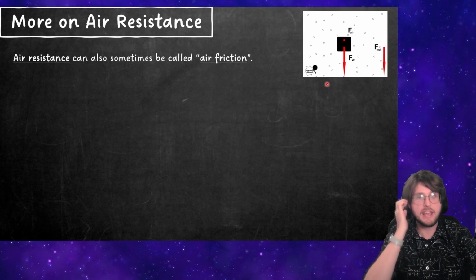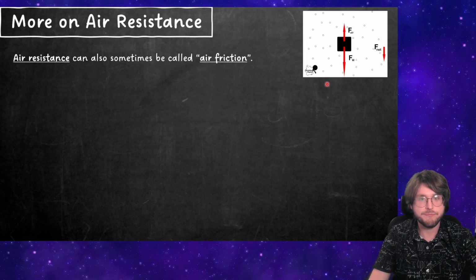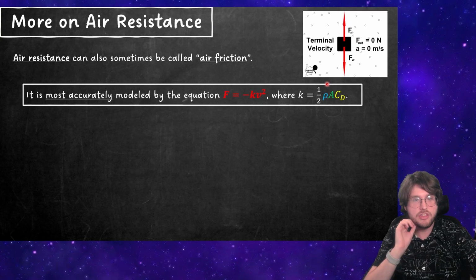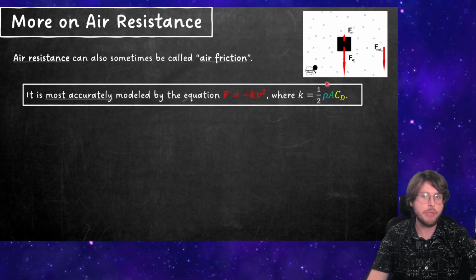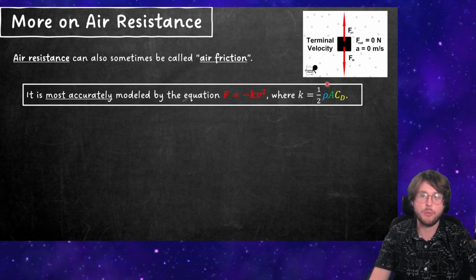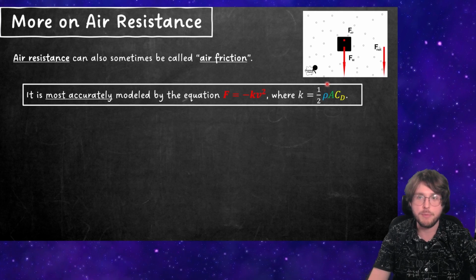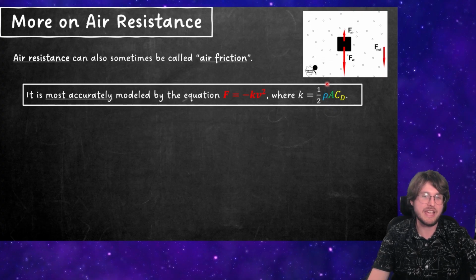It's worth noting that it can also be called air friction, so just know that those two terms are interchangeable here. And air resistance is most accurately modeled by the equation F equals negative kV squared. I say most accurately there because physicists tend to prefer to leave out the square when they're working through this force without numbers. The math turns out to work out a little bit less easily with kV squared, but it is still solvable.